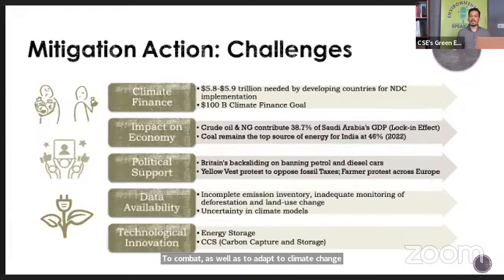Then there are impacts on economy that countries will have when they shift their, let's say, energy use or energy production. There is political support issue, the issue of lack of studies on various kinds of problems that we are facing, and of course, technological innovations.